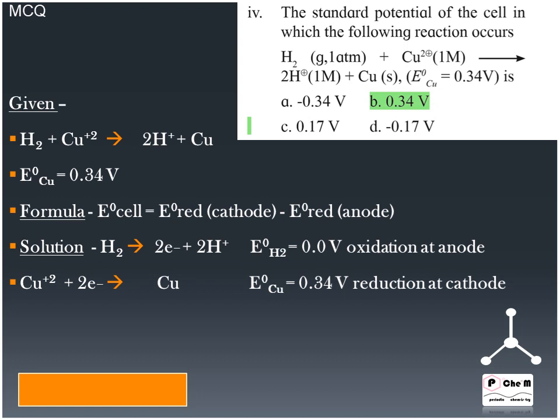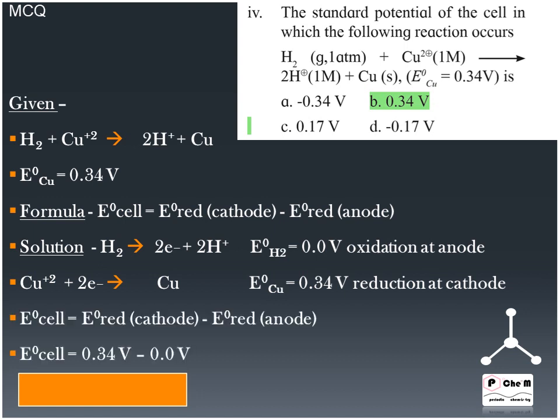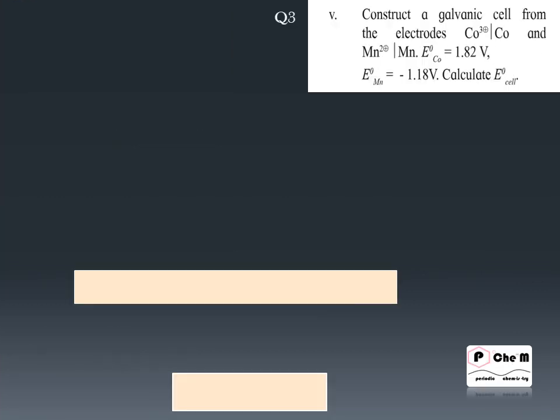We can confirm this from the given reaction also because H2 is undergoing oxidation as the oxidation number is increasing and copper is undergoing reduction as its oxidation number is decreasing. Now we just need to plug the values. 0.34 will be cathode because it is a greater reduction potential, minus 0.0 volts. And our final answer for this will be 0.34 volts, which is option B.